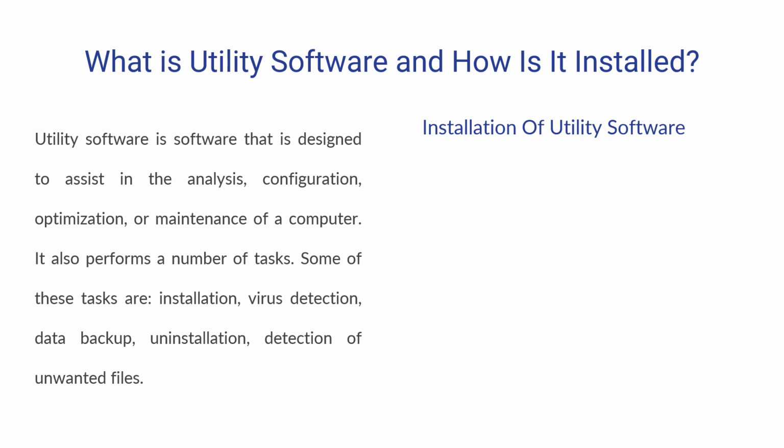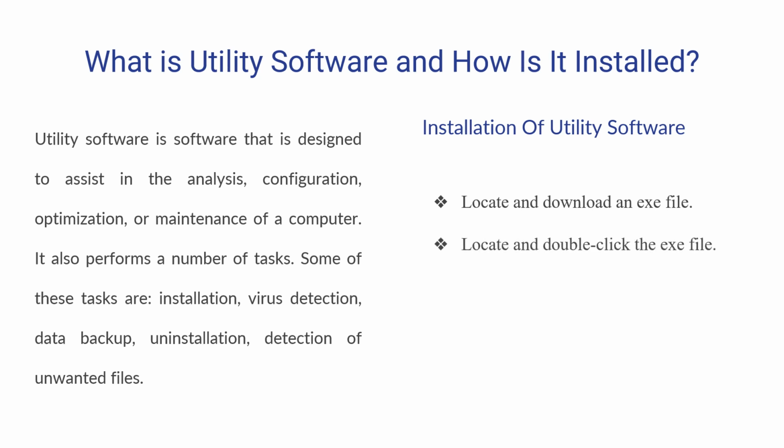How is utility software installed? Step 1. Locate and download an exe file. Step 2. Locate and double-click the exe file. It is normally in your downloads folder. Step 3. A dialog box will appear. Follow the instructions to install the software. Step 4. The software will be installed. You can now open the application from the Start menu or Start screen.